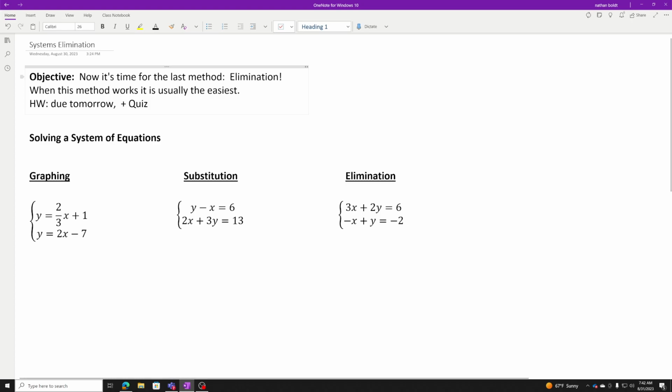I'm going to start with the new elimination problem over here, and then we're going to do our old examples, substitution and graphing, also with the elimination strategy, so you can see that it works under many circumstances.